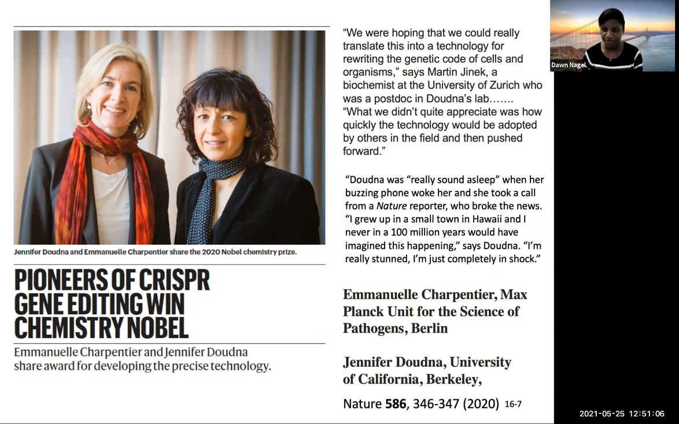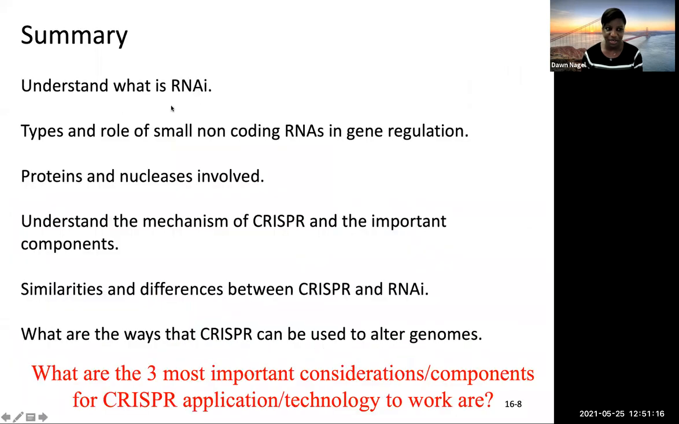So it's being used everywhere. So that's kind of the last thing I want to really talk about. As you're studying CRISPR, of course, you want to make sure that you understand the differences between RNAi and the CRISPR technology, the types of RNAi, the roles of small non-coding RNA in gene regulation, right? We talked about 3 main types. The proteins in the nucleus involved and what they do. Understanding the mechanisms of CRISPR and the important components, right?